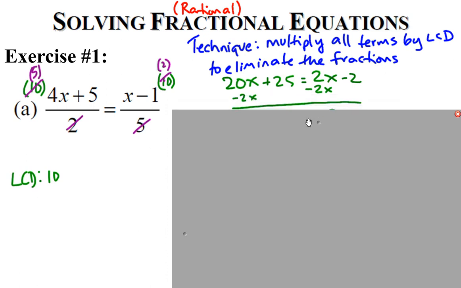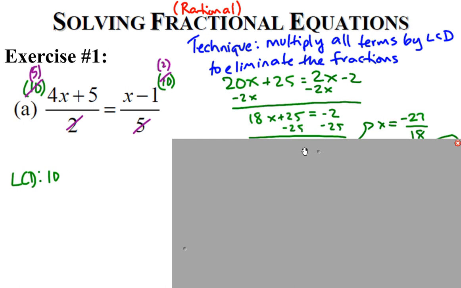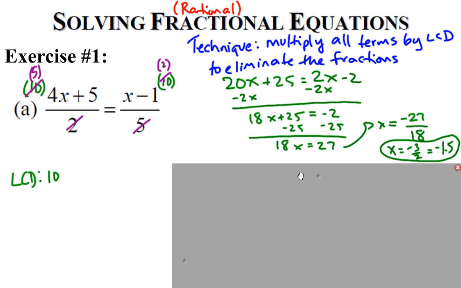Okay, so hopefully you subtracted 2x from both sides, worked it all out, and ended up with x equals negative 3 halves, or x equals negative 1.5. Either form is fine. Now this wasn't a rational equation because it didn't have an x in the denominator, but it's a good place to start. It's a fractional equation.